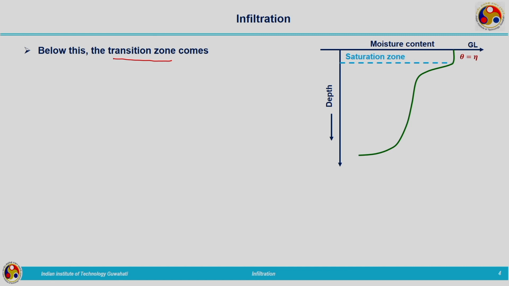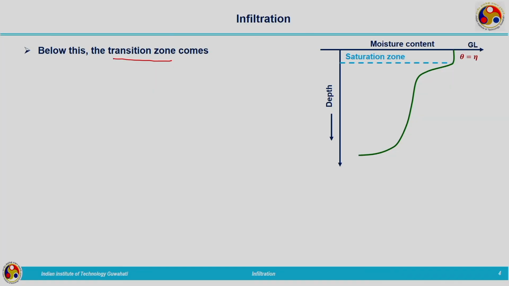At the top we are having the saturation zone, where all the voids or the pores are filled with water, and just below that we are having the unsaturated region. The region separating the saturation zone and the unsaturated zone, where a transition takes place, is termed the transition zone.